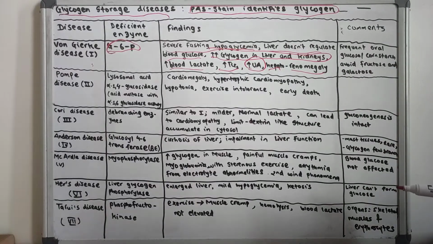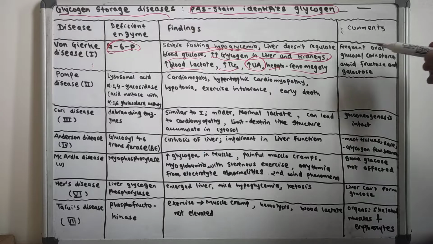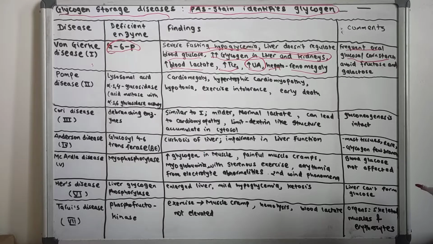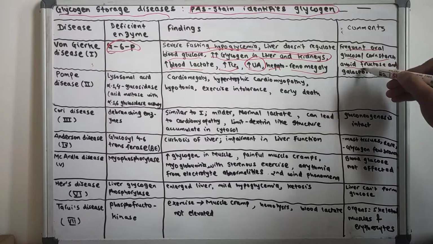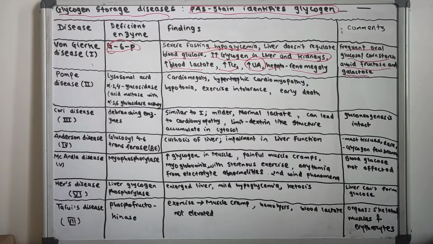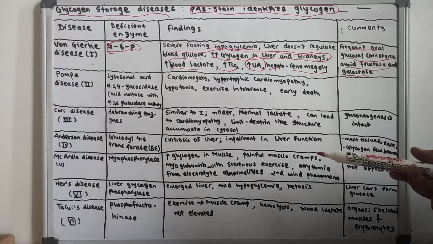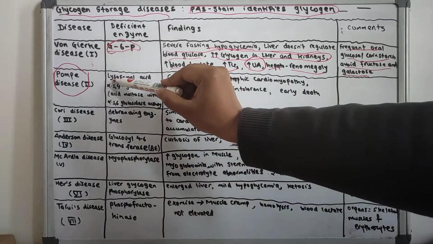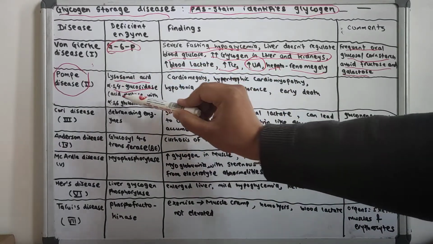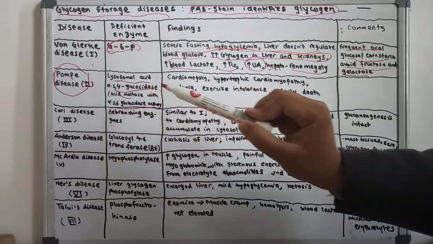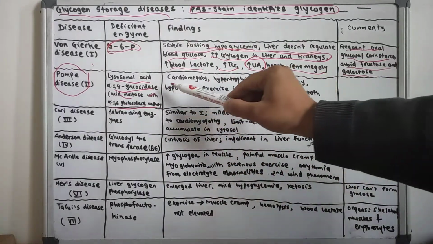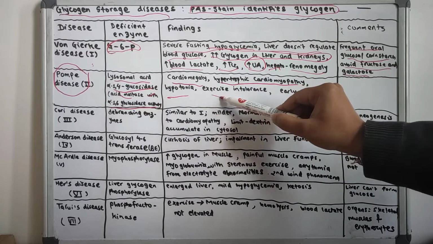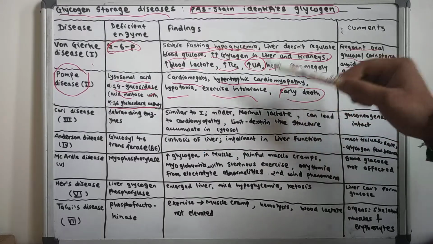In von Gierke's type 1 glycogen storage disease, frequent oral glucose or cornstarch intake will decrease the symptoms, and we should avoid fructose and galactose. Now let us talk about type 2 glycogen storage disease, that is Pompe disease. In Pompe disease, the lysosomal acid alpha-1,4 glucosidase, which is acid maltase, is deficient. Here there will be cardiomegaly, hypertrophic cardiomyopathy, hypotonia, and exercise intolerance, and early death due to these findings.